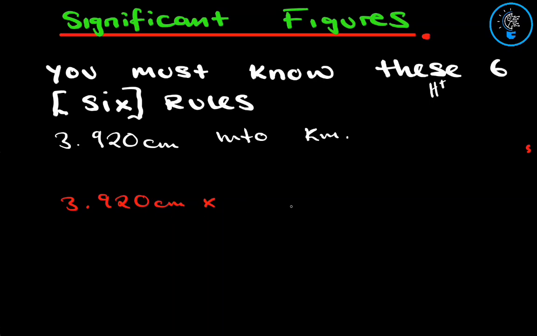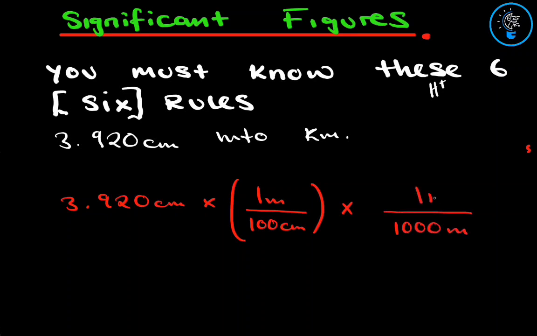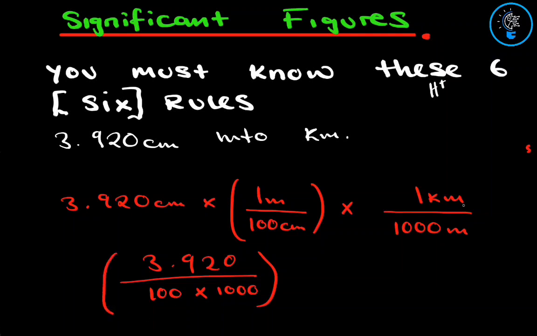So the conversion factor for centimeters, let's convert centimeters to meters. We know that per every 100 centimeters we have 1 meter. In short, 100 centimeters is equal to 1 meter. Multiplied by, now let's convert meters into kilometers. We know that 1,000 meters is equal to 1 kilometer. So now we can say this one times that one divided by that. Okay, so you can say 3.920 divided by 100 times 1,000. And the units will cancel, so we're going to get kilometers as our solution.